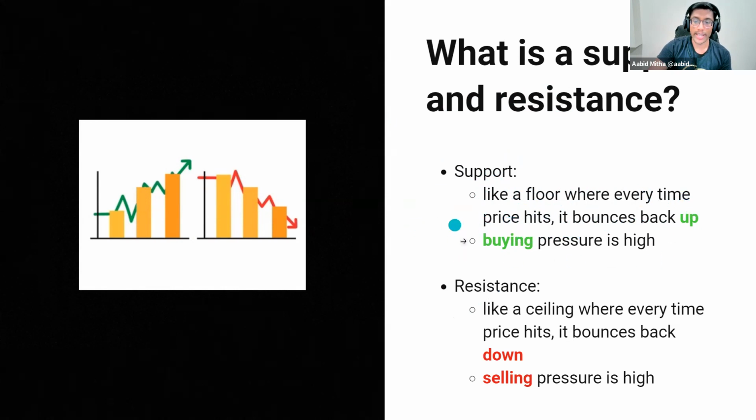Now, what that also indicates is that the buying pressure is high. What that means is that once price hits our support level, it is likely to come back up because there are more buyers in the market than sellers. A resistance works in the opposite way. You can think of it as a ceiling. Every time the price hits it, it bounces back down, right?